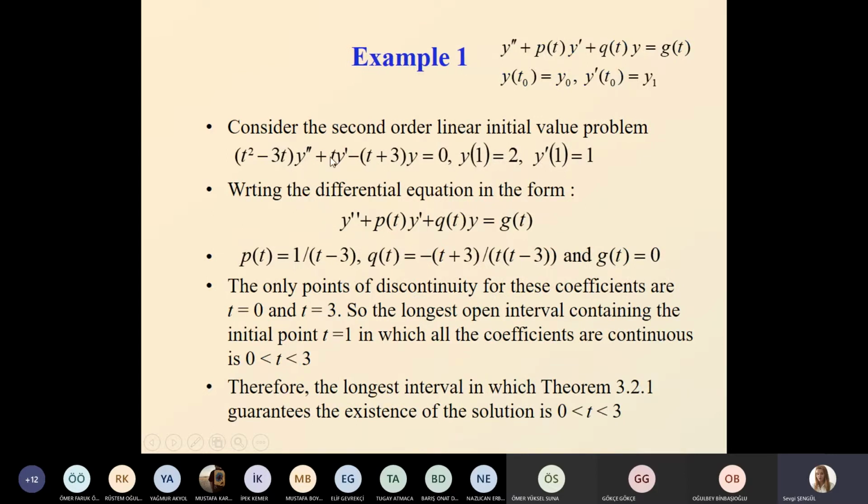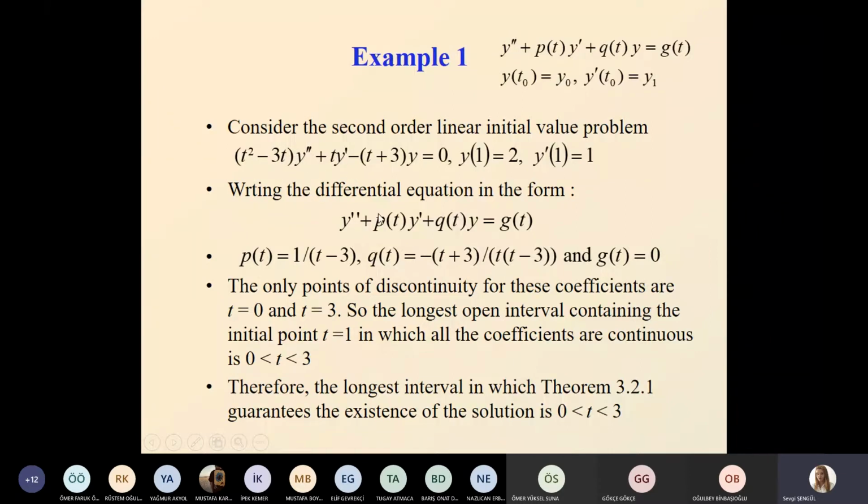So let's say that this is our differential equation. This is linear, but it's not constant coefficient. As you can see, it is variable coefficient. And to be able to check the existence and uniqueness of these solutions, we need to put this one into a standard form by making the highest order derivative's coefficient 1. That's why we are dividing the equation by t squared minus 3t.